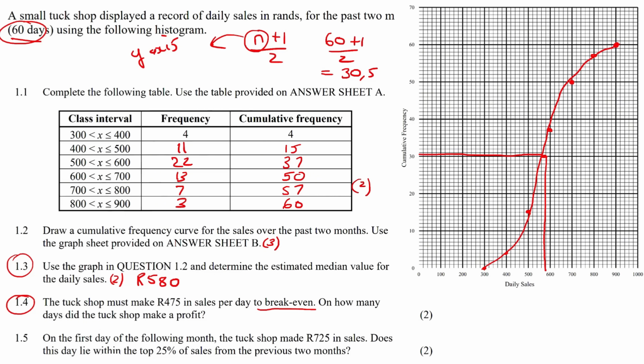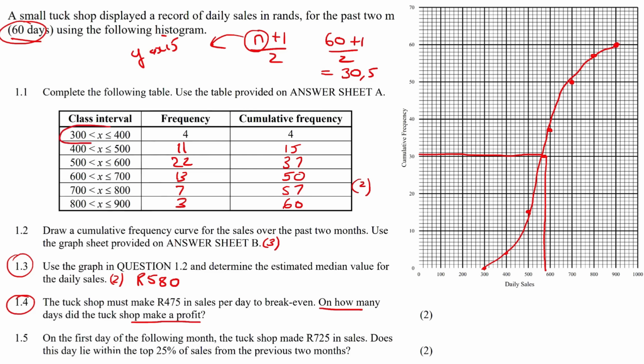So they said that they need to make 475 Rand just to break even. If they need to make 475 Rand just to be able to pay for everything in the tuck shop that day, the person helping them, the water, the electricity, the lights, the ingredients, then if they make any less than 475, they're going home with a loss. And if they make anything more than 475, they're making a profit. But if they only make 475, then they're ending up making zero profit. Okay, so it says, on how many days did the tuck shop make a profit?